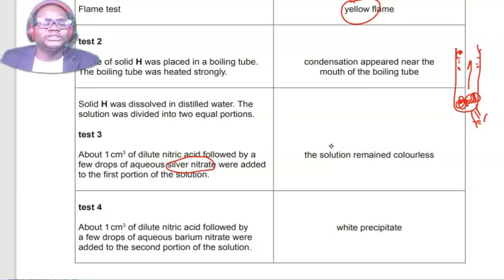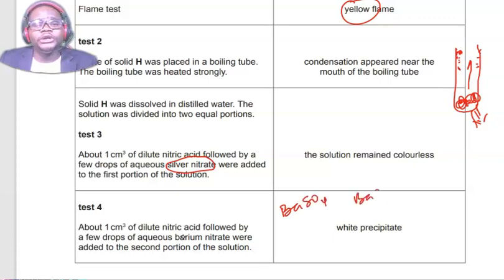Now let's look at test 4. It says that dilute acid followed by a few drops of barium nitrate was added to the solution. So if you add barium nitrate to a solution and you are getting a white precipitate, that precipitate may be as a result of barium sulfate or barium chloride. But since we have said that no halide is present because of our observation and test in test 3, we have nullified this.